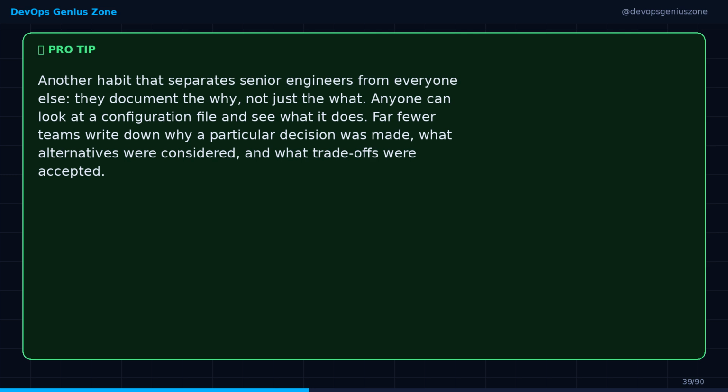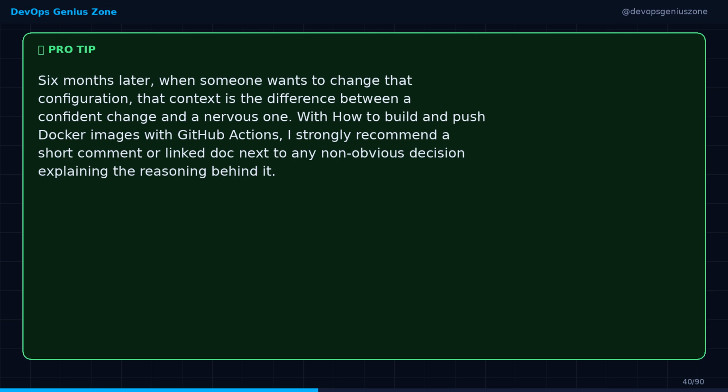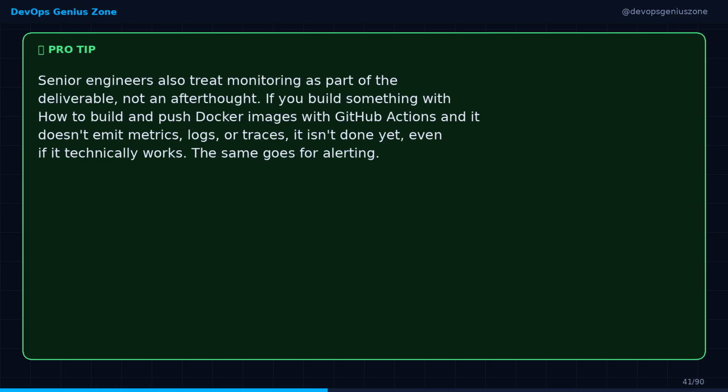Senior engineers also treat monitoring as part of the deliverable, not an afterthought. If you build something with how to build and push Docker images with GitHub Actions and it doesn't emit metrics, logs, or traces, it isn't done yet, even if it technically works. The same goes for alerting. A senior engineer doesn't just want to know something broke, they want to know it broke before a customer notices, and they want the alert to point clearly at the likely cause instead of just saying something is wrong somewhere.